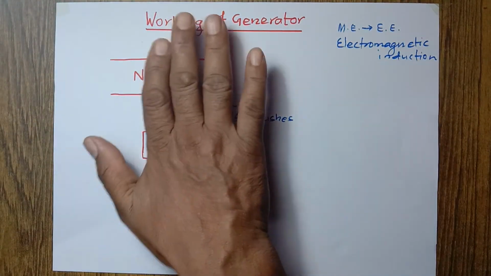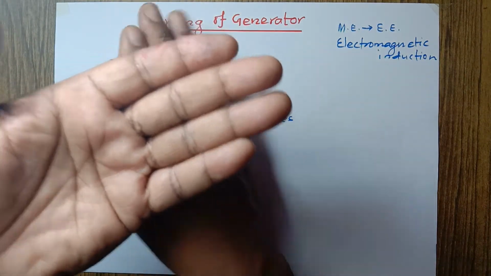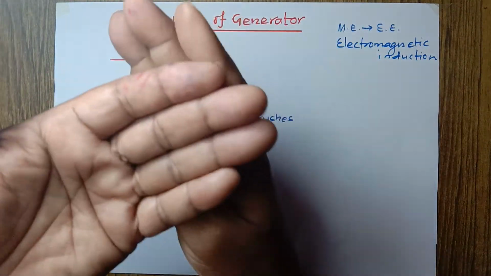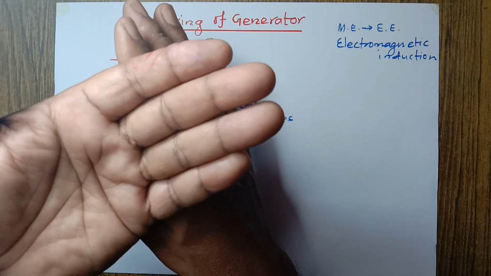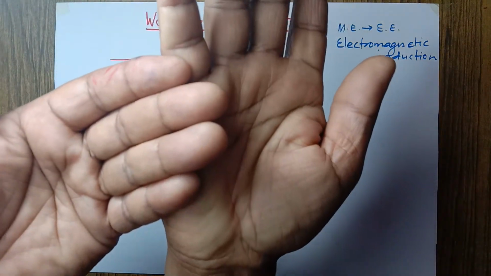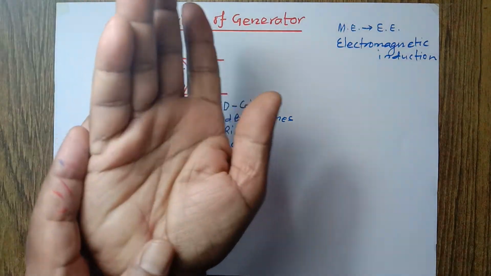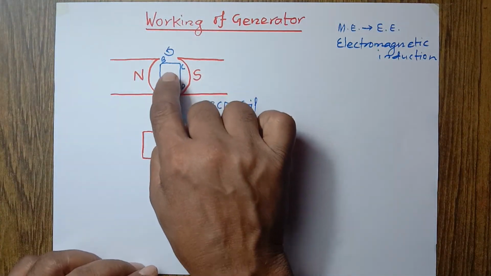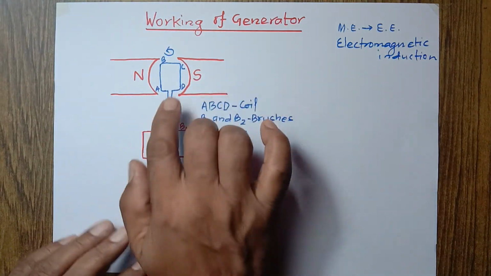When this coil is rotated, it cuts like this. This way it cuts, and again it cuts this way. In one round, just for example, AB once cuts the magnetic lines of force, and then when AB goes up, CD comes and cuts the magnetic lines. The same AB, when it goes down, again cuts the magnetic lines of force. When the coil of the generator is rotated, it cuts the magnetic lines of force of the magnet.